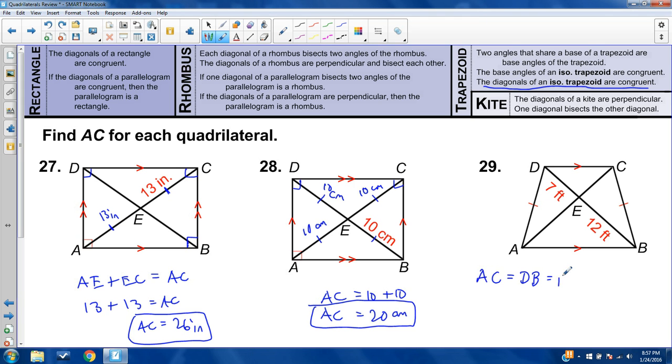DB is DE plus EB, which is 7 plus 12, which is 19 feet. So AC is the same thing as DB because they are congruent to each other. Therefore, AC is 19 feet long. And there you go, based on your properties. If you have any other doubts or whatever, check out all these properties up here.